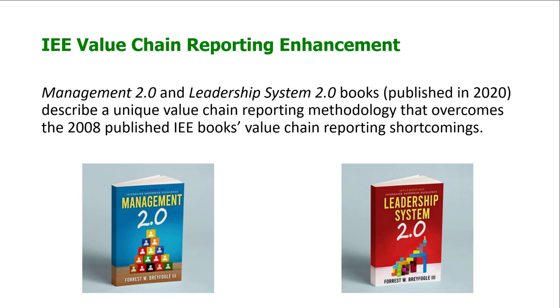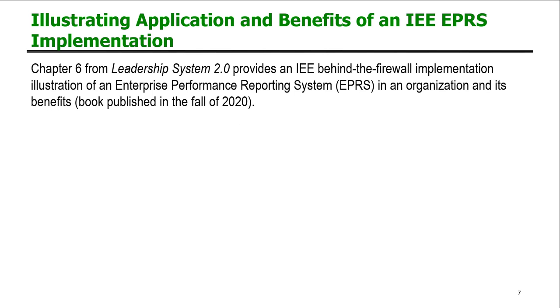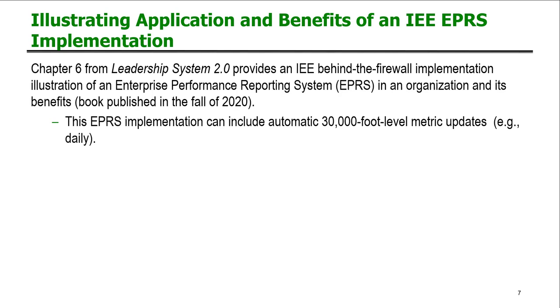Now, the Management 2.0 and Leadership System 2.0 books, now published in 2020, describe a unique value chain reporting methodology that overcomes the previous books' value chain reporting methodologies. Chapter 6 from Leadership System 2.0 provides an IEE behind the firewall implementation illustration of an Enterprise Performance Reporting System, or EPRS, in an organization and its benefits. This EPRS implementation can include automatic 30,000-foot level metric updates, for example, daily.